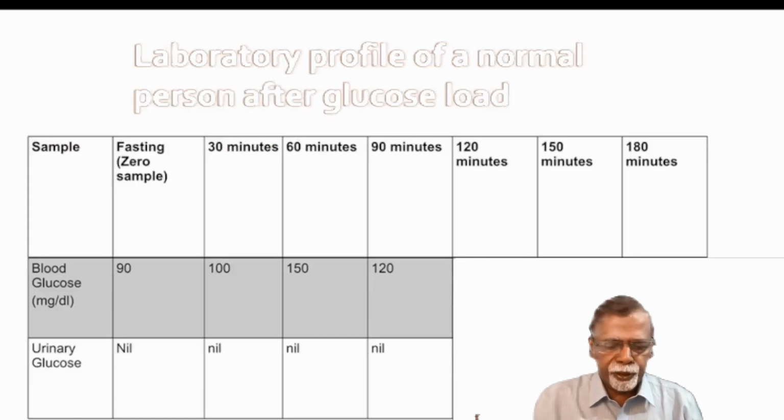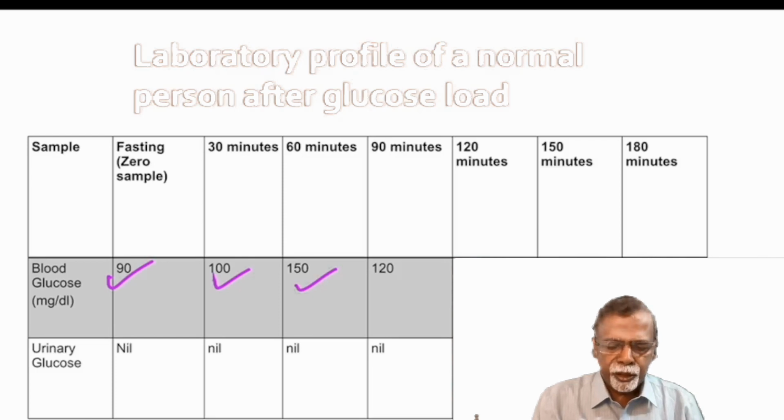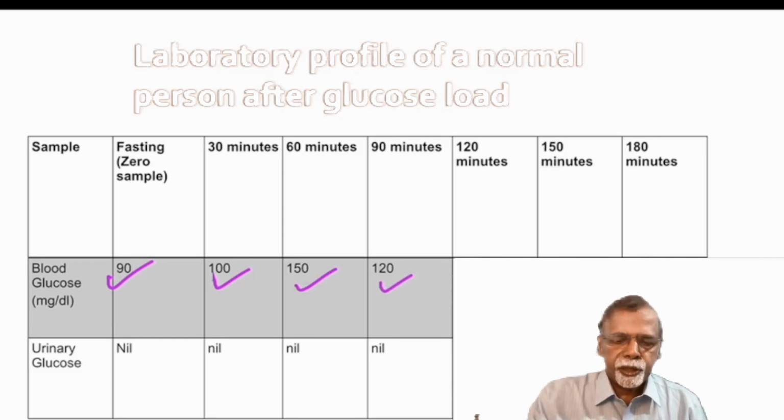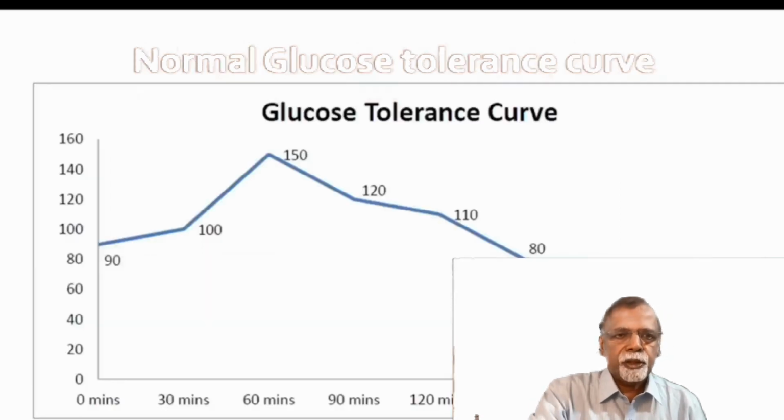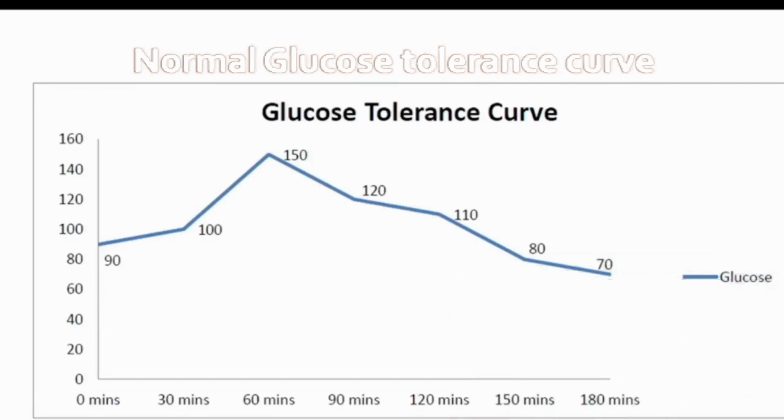So here we can see a patient. The fasting value is 90, 30 minutes is 100, 60 minutes is 150, and 90 minutes 120. We'll try to plot it and see what will happen. So this is the curve which you get. You can guess, we have plotted these values. So what does it tell us? The fasting sugar is below 100, so the fasting plasma glucose is normal.